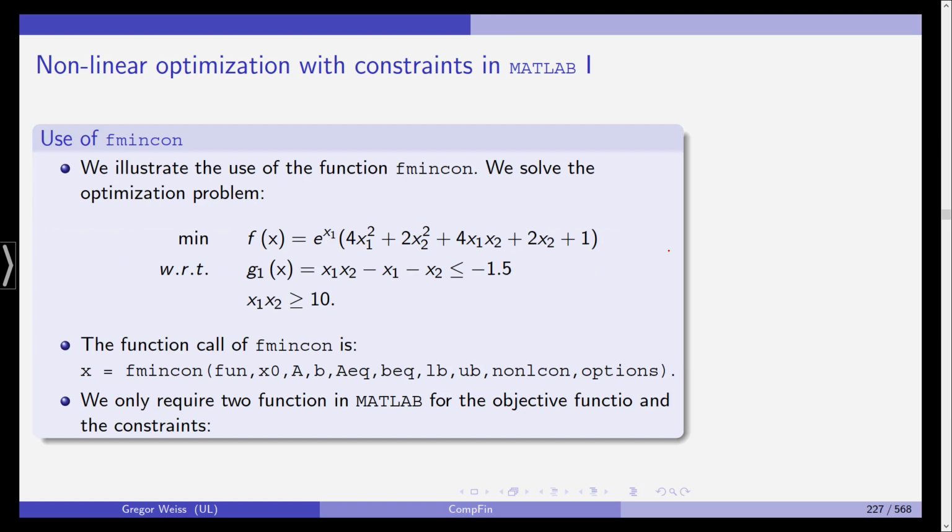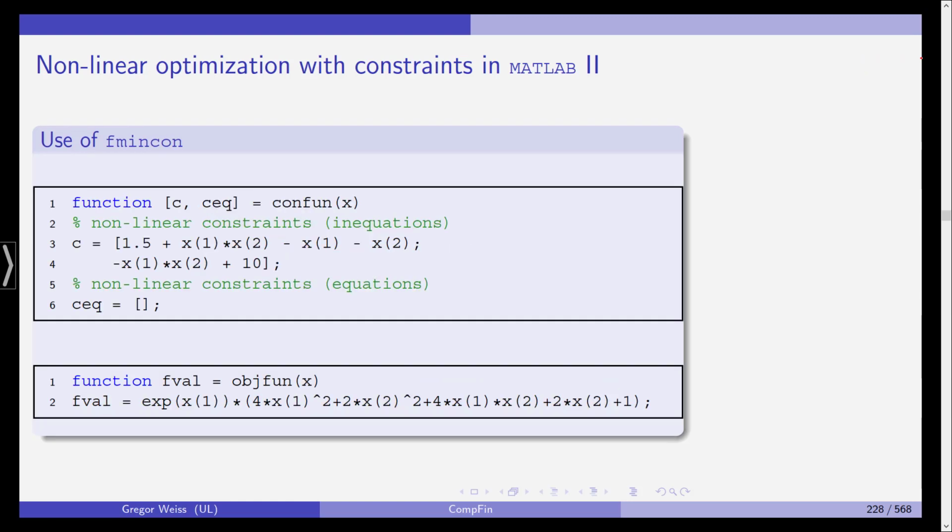Now let's use fmincon. We minimize a more complicated function, an exponential function of x1, and so on, under several constraints. And the function call of fmincon is function f, starting vector x0, and then A, b for the equations, lower bounds, upper bounds, and so on, and the objective function. And then let's use this in Matlab.